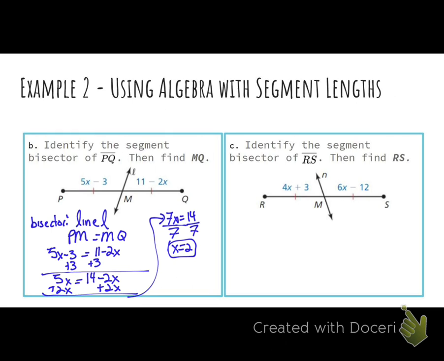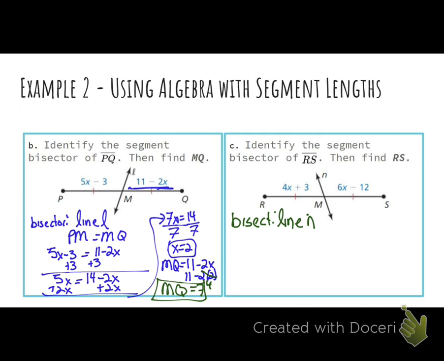Nice job. But that's not what it's asking for. It's asking for MQ. So I have to remember to go back up here. We know that MQ equals 11 minus 2x. That gives me 11 minus 2 times 2. What's 2 times 2? That's right, it's 4. 11 minus 4 is 7. 7 is one of my favorite numbers. It's beautiful. Our bisector is line N.